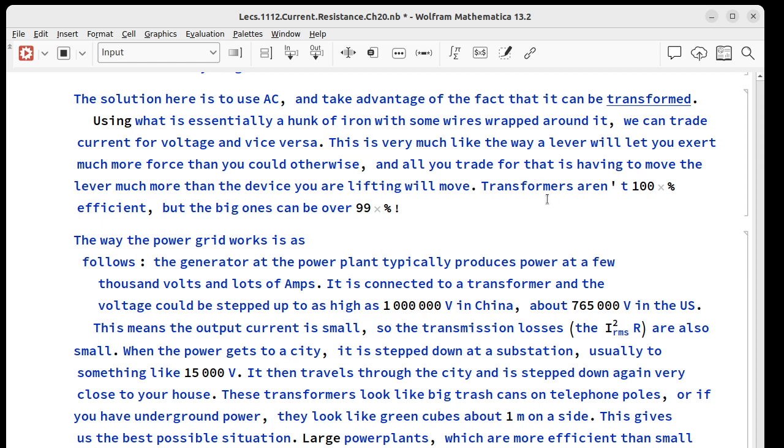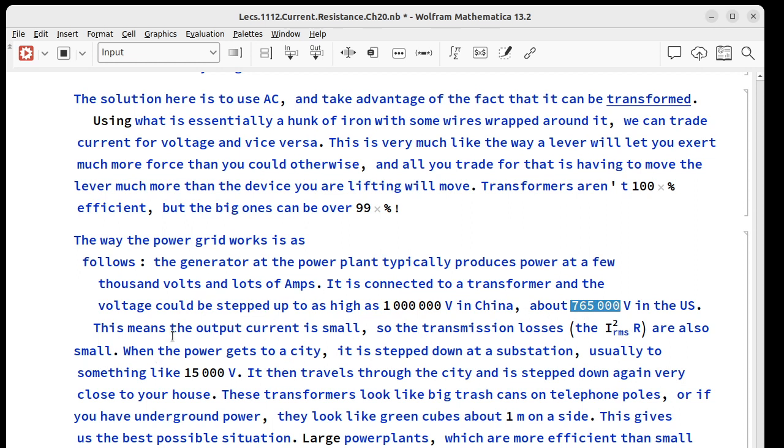Yes, you're able to lift a car with one hand, but that hand has to go up and down 100 times before the car goes up 20 centimeters. Now, transformers aren't 100% efficient, but the big ones can be 99% or better, so they're almost perfect. The way the power grid actually works is the generator at the power plant typically is making power at a few thousand volts and lots of amps. It goes from there immediately into a transformer, and the voltage gets stepped way up. It could be as high as 1,000,000 volts, which they use in China, but in the US, about the max we use is around 765,000 volts.